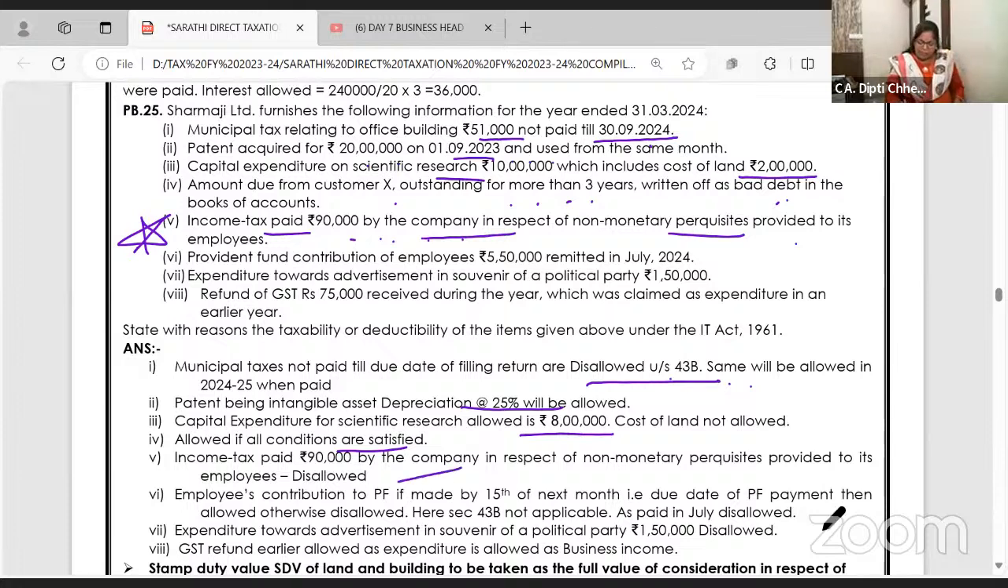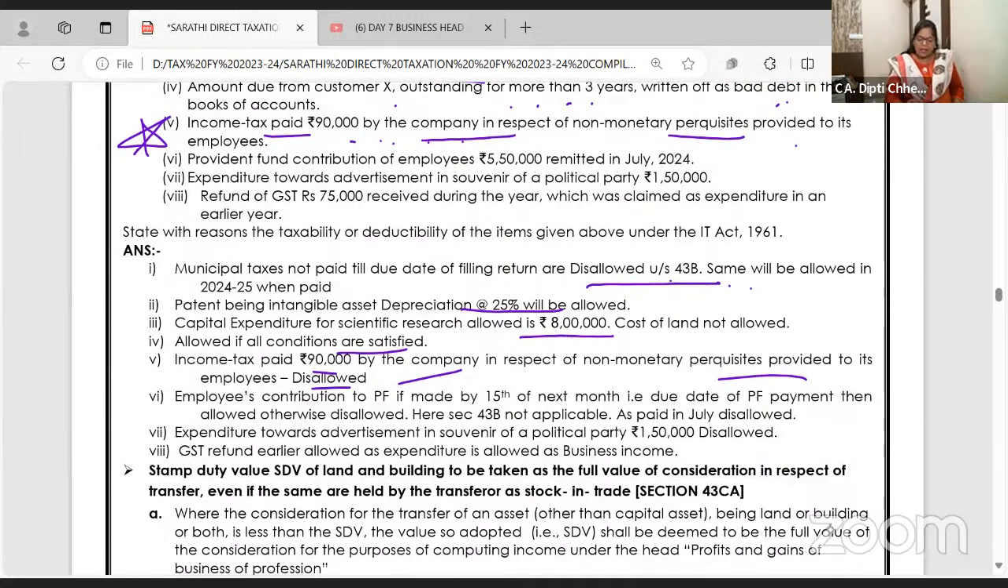So income tax is not allowed as business expense. Then can the company pay income tax for the employee? No, disallowed. Provident fund contribution of the employees 5,50,000 remitted in July 2024. See, employees contribution you have paid in July 24, disallowed. Employees contribution you have to pay by 15th of next month, right? Employers contribution is there, so of course 43 we will apply. Is this clear to all of you?